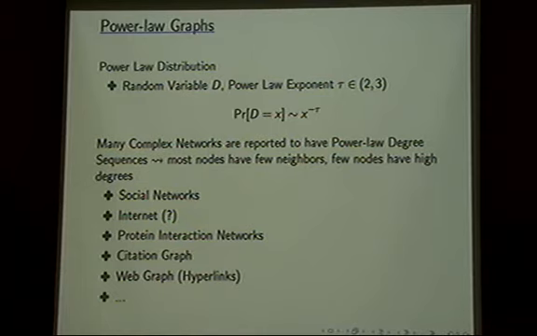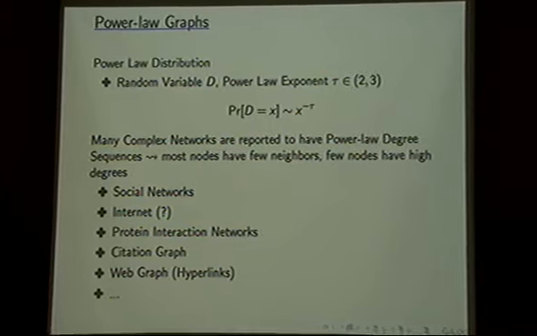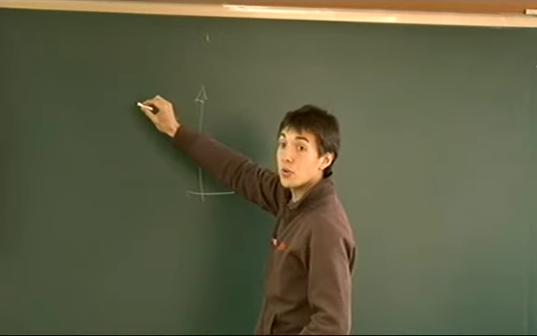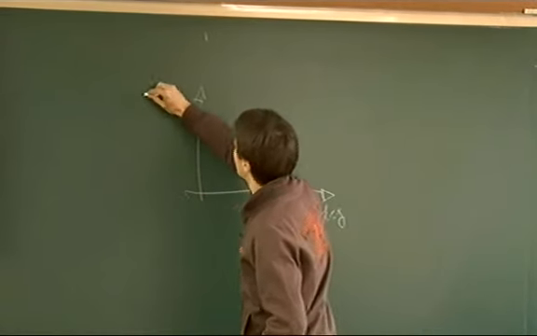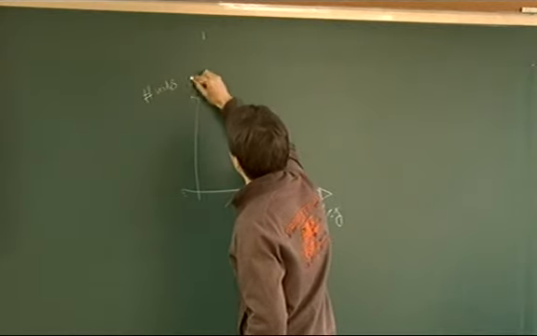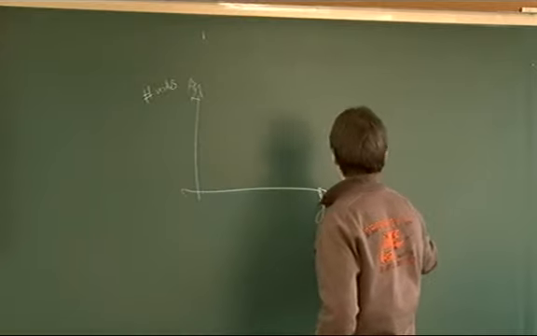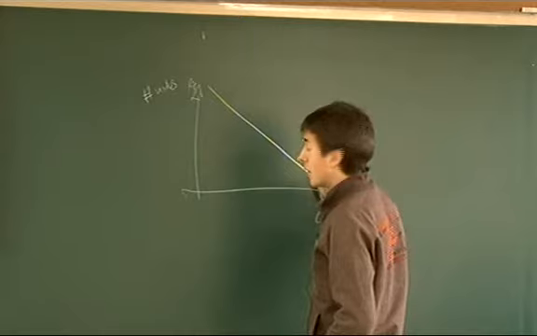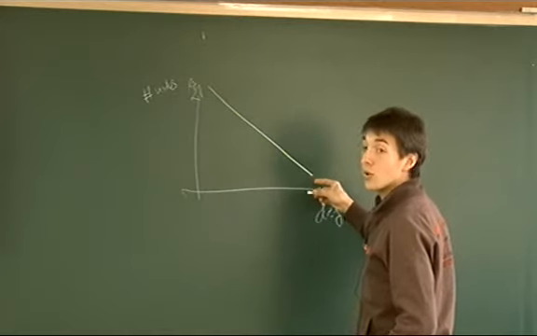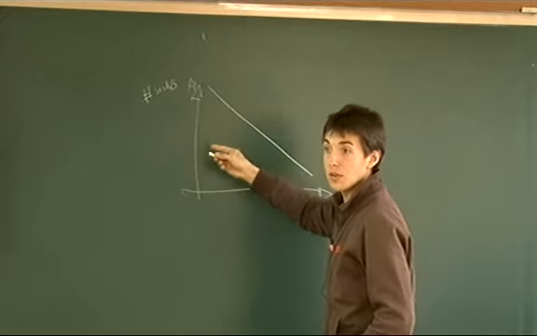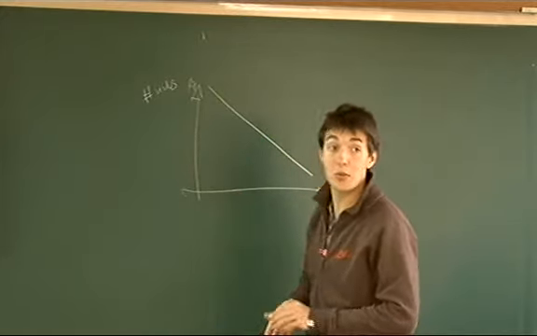So if we look at the degree distribution of these kinds of graphs in a log-log scale, so this is the degree, and this is the number of nodes with a certain degree, and both are on log scales, then this will look something like this. So for a large degree, we only have very few nodes with this degree, and for smaller degrees, we have lots of nodes with this degree. So these are the power law graphs we're looking at here.